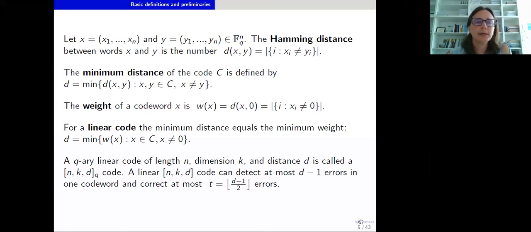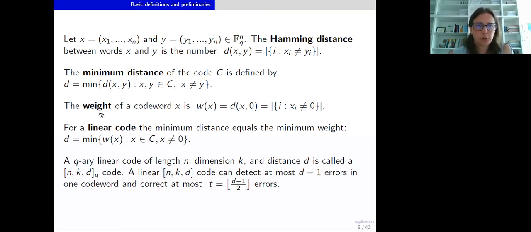So if you take two code words x and y in F_q to the n, then we can define the number d(x, y). What is this number? This number tells you the number of positions in which these code words differ. We can define the minimum distance of the code to be the minimum of all Hamming distances.